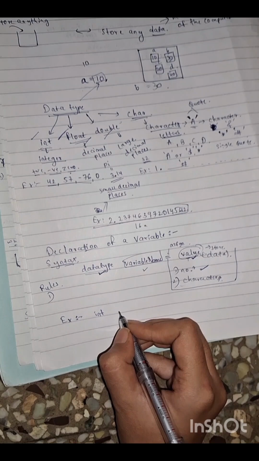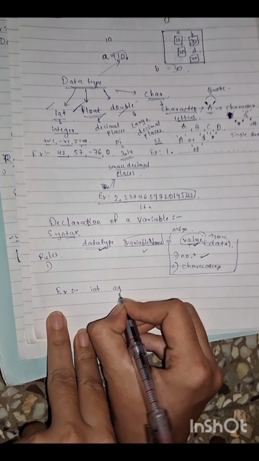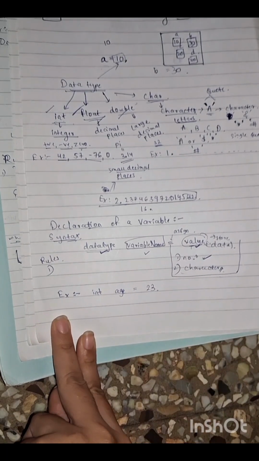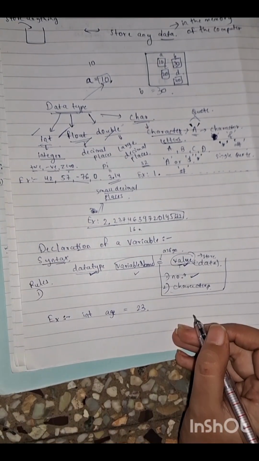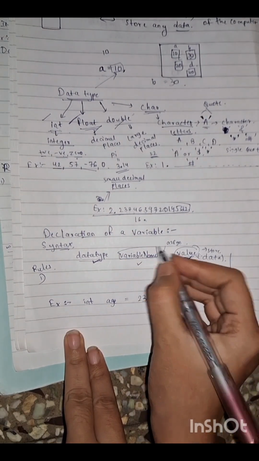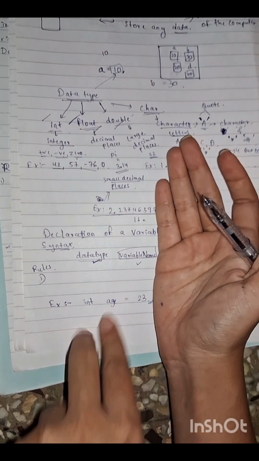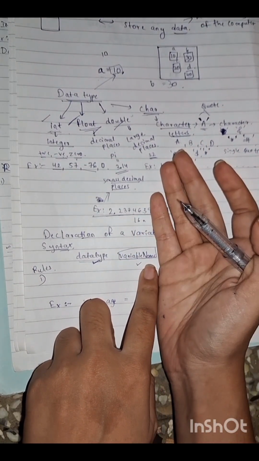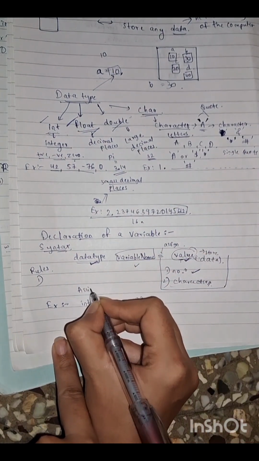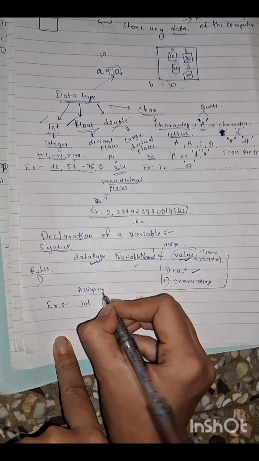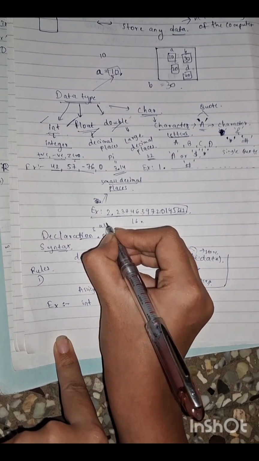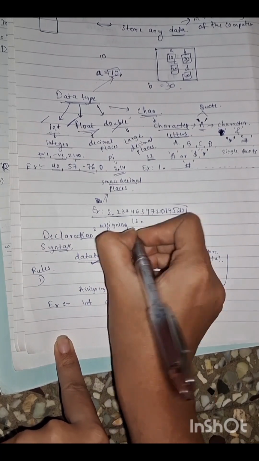Here I will take age, and here I assign a value, so I will write 20. That's it. This is how we declare. This much part is up to the variable name, and this much part is initialization. If we assign a value to this, it is called assigning the variable. Declaration I will write here, assigning also, sorry, I wrote it wrong.